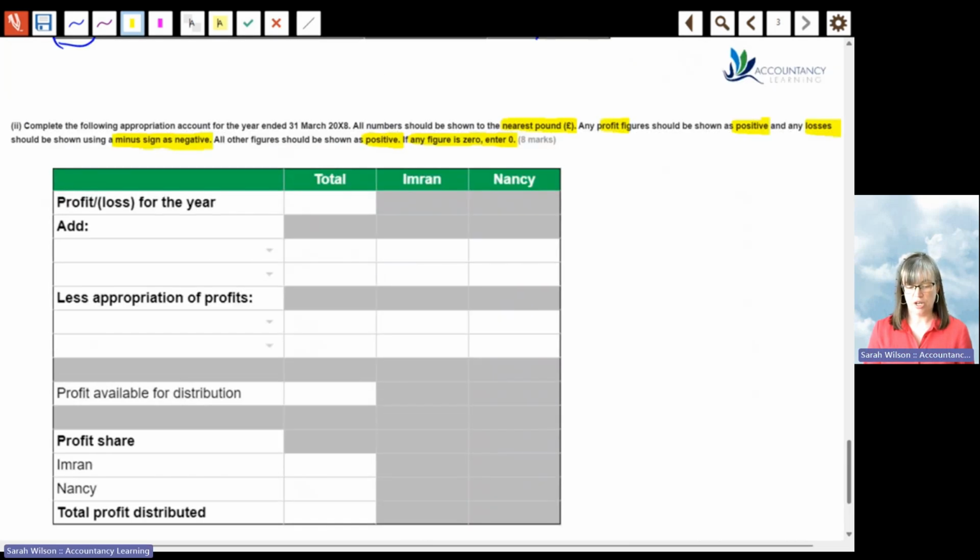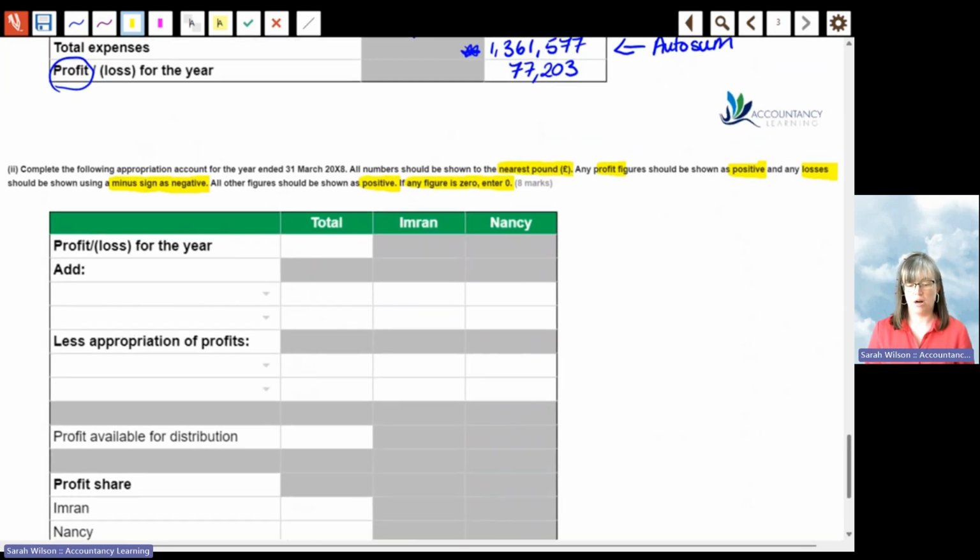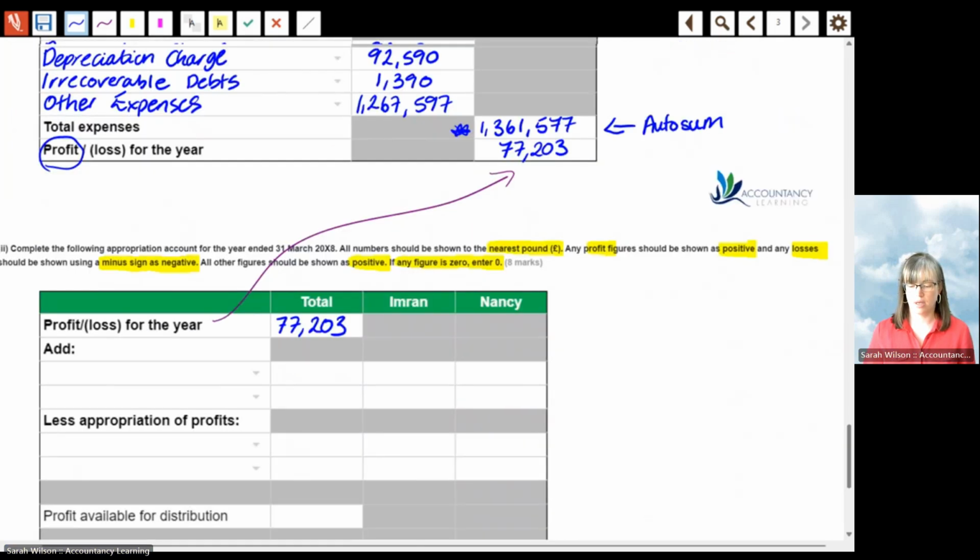So the first thing we're going to look at is to put in our profit or loss for the year. So we are now going to do that based on what we got on our statement of profit or loss. So we had a profit, so we're not going to put it as a negative. A profit shows as positive. So we're going to pop that figure of £77,203 into our profit there.